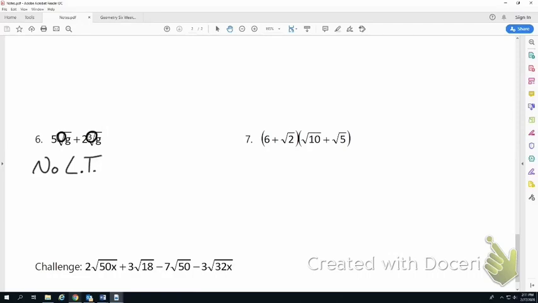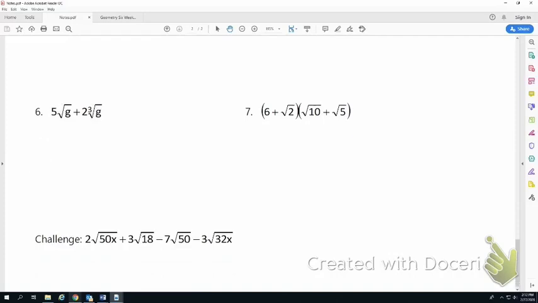Now, I'm going to get you started on 7, and then I'm going to want you to finish it. Because I'm multiplying two binomials, which, what is that process called? Multiplying binomials. No. FOIL. Okay? So, I'm going to take this 6, I'm going to multiply it by that. So, 6 times the square root of 10 is what? 6 square roots of 10. No, not the square root of 60. Alright, so I want you to do all of FOIL there. And I want you to see how far you can get on this problem.